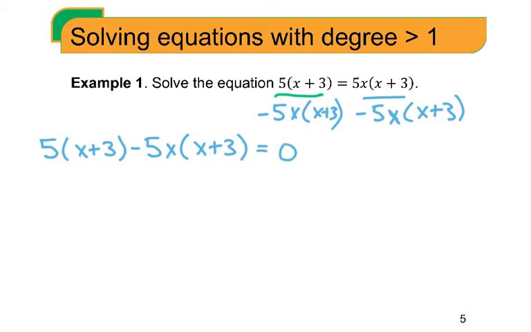And then we recognize that this has a common binomial factor that we can pull out. This is a common factor. So what's left when we factor out x plus 3? Over here, we have a 5. And over here, we have a minus 5x.